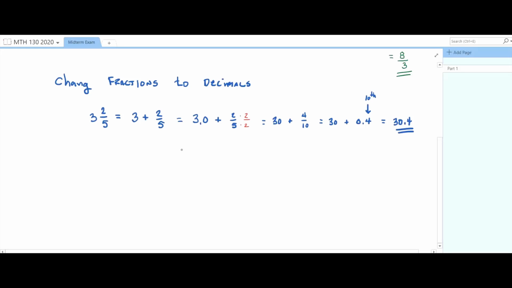Okay, so play around with the fractions. Make sure you can handle those fractions in those problems.